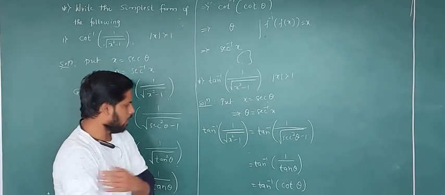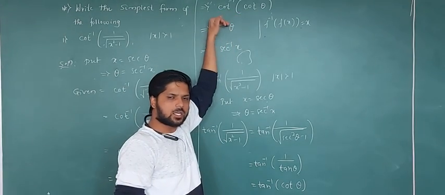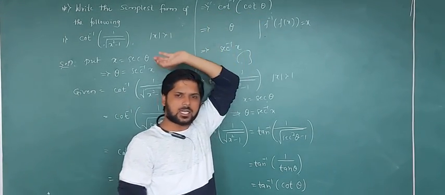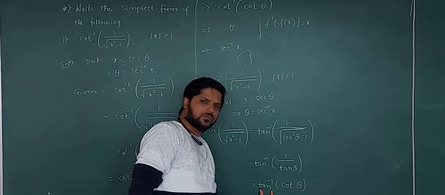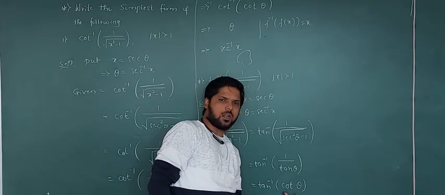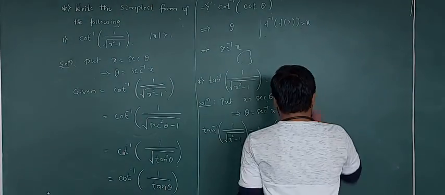One thing to observe here: in the previous example the inverse function and the function were the same. Outside we had cot inverse, and inside the bracket we had the cot function. But in this example we got the tan inverse function as well as a cot function. Now we have to convert this cot in terms of tan.